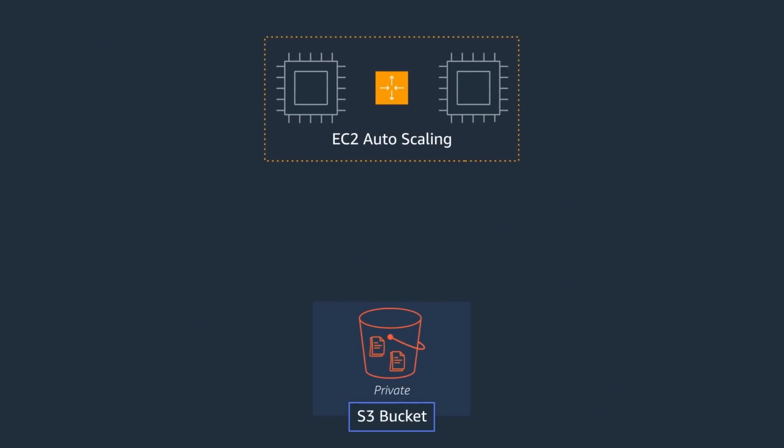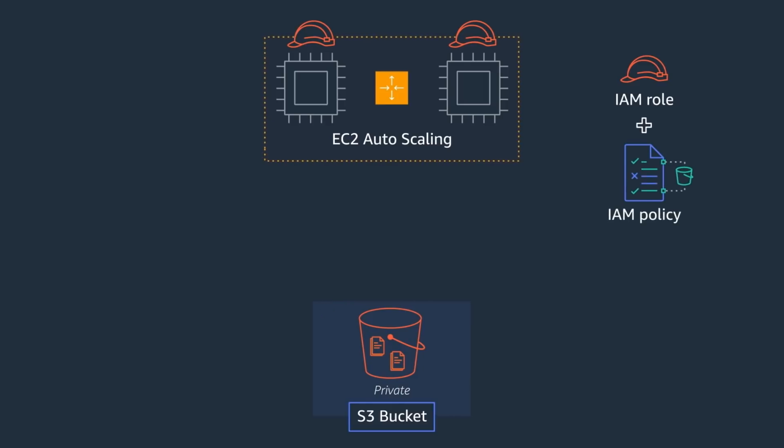So how do we let our application access these private objects on S3? Well, 2 things need to happen. First, the application needs to have permission to access the bucket. You do this by having the EC2 instances assume an IAM role with an IAM policy that allows accessing the S3 bucket. This is similar if your application is on ECS, on EKS, Fargate, or Lambda. All these can assume IAM roles.